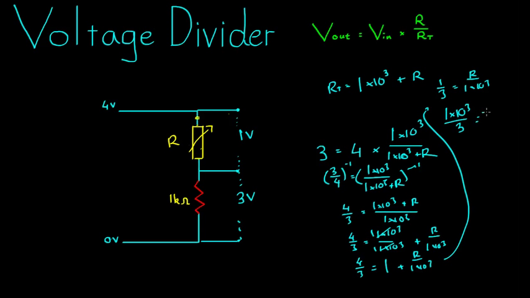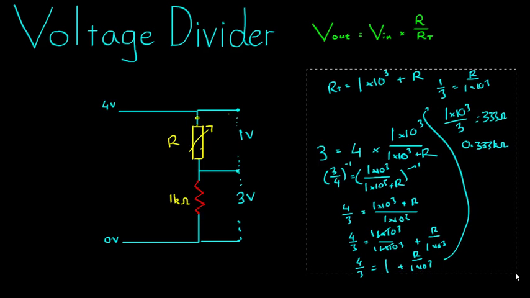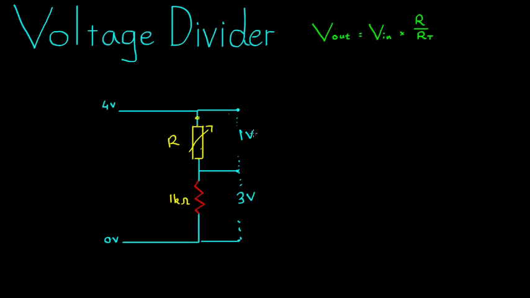approximately 333 ohms, or 0.333 kilo ohms. That is the resistance we would have to set this resistor to in order to get 3 volts across this component down here. There was an easier way to do this question. It was to, first of all, stop saying that this was V out and start saying that this was V out there.